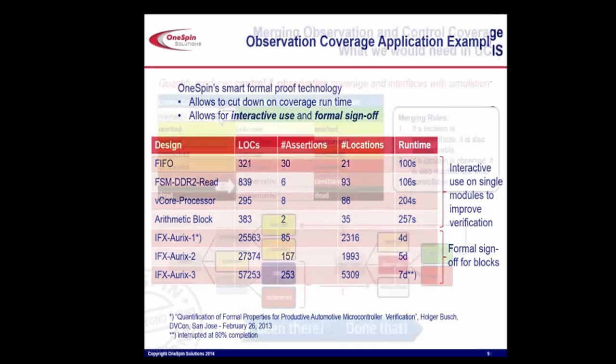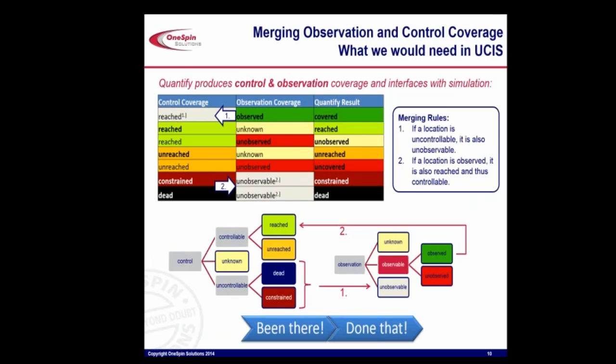Now, how does this relate to UCIS? And that's basically the core of the talk. If we look at control coverage, we basically measure where we can go. So you either reach a statement or you don't. There may be two more reasons why you don't reach a statement. That is, you have either over-constrained your design, so it's constrained out. The constraints are so tight that you cannot reach a certain location, or it's actually dead code. And this is uncoverable and not executable.